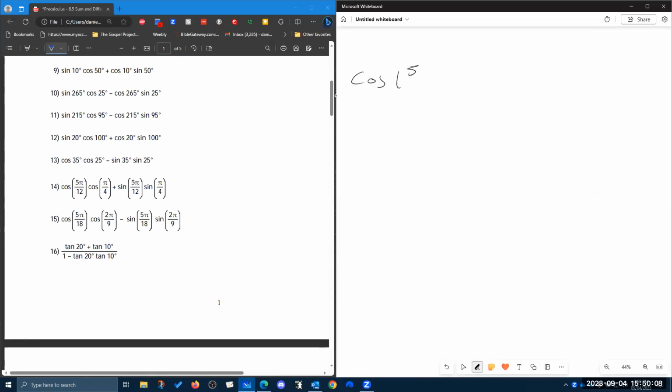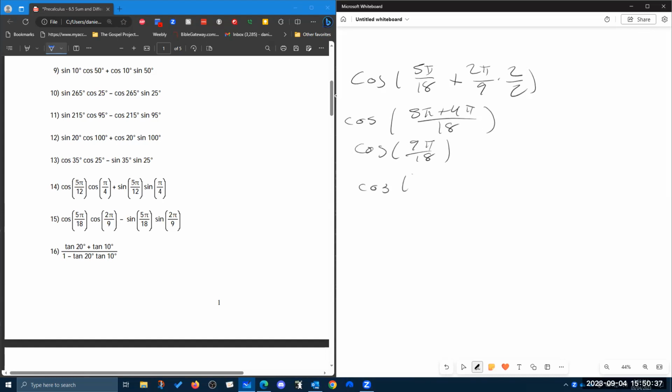Cosine of 5 pi over 18, let me just do this. So this is 5 pi over 18 plus 2 pi over 9. Let's make that 2 over 2. Cosine of 5 pi plus 4 pi over 18 is cosine of 9 pi over 18, which is cosine of pi over 2. Cosine of pi over 2 is 0.